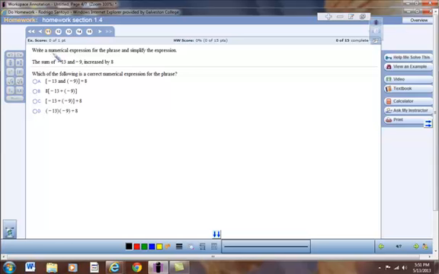They want you to write a numerical expression for the phrase and simplify the expression. So we are going to write a numerical expression. The first part says the sum of negative 13 and negative 9. Sum just means addition. So the sum of negative 13 and negative 9. But what's being done? We're going to sum that, and then it's going to what? Be increased by 8. So that would be the first part.